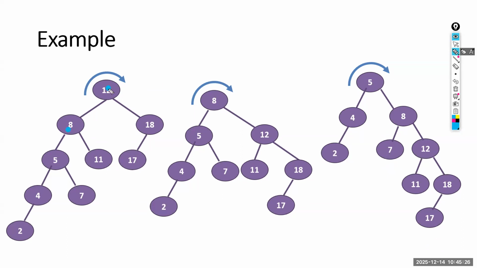Right? And 8 goes up and the right child of 8 will be the left child of 12. Okay. So now we have done the first rotation.